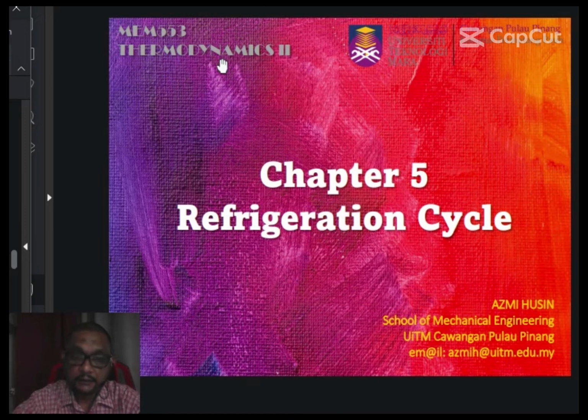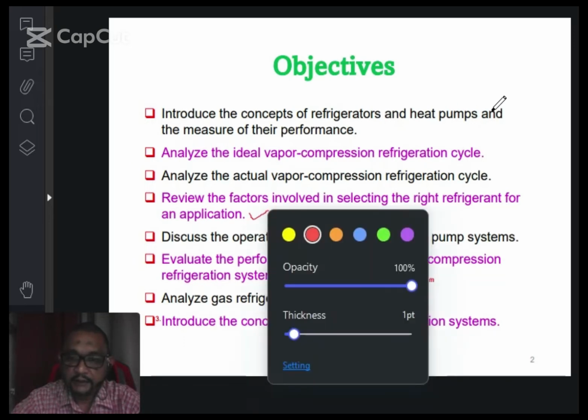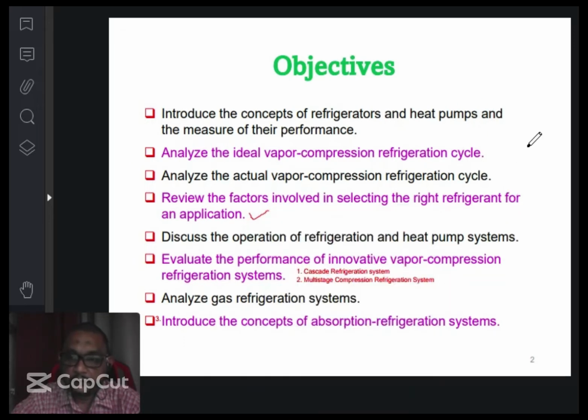Okay, let's continue with the objective for today's class. Number one, I will review the factors involved in selecting the right refrigerant for an application. Okay, that is number one.